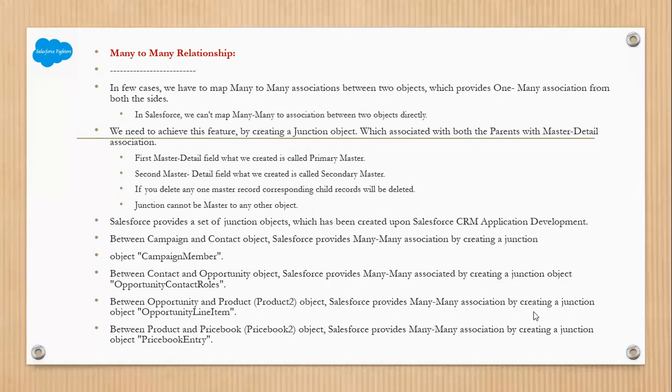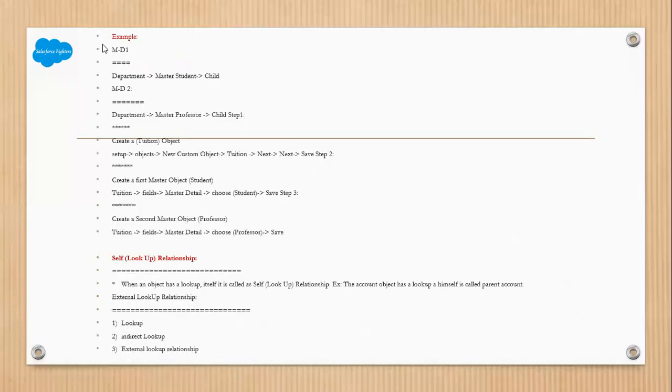Salesforce provides the many-to-many association by creating the junction object Opportunity Line Items between product and price book objects. Salesforce also provides the many-to-many association by creating the junction object Price Book Entry. Next example: MD1 and department, the master student chats; MD2 and department, the master professor chats.